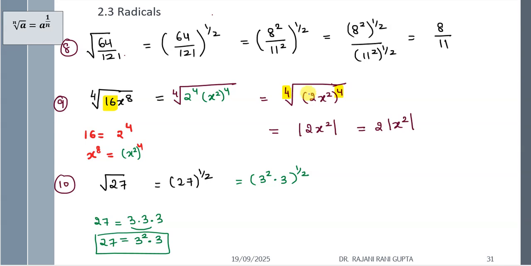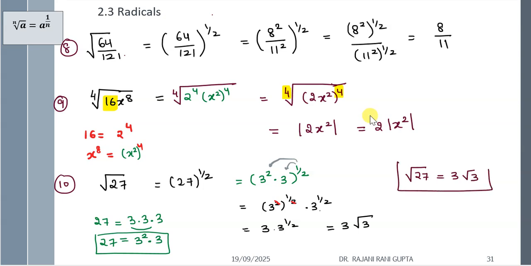Now using the law of exponents, distributing this power half to both the terms, we get 3 power 2 and its power half times 3 power half. In the first term, the powers cancel and we are left with only 3, whereas 3 power half remains the same. Converting it into a radical expression, you can write it as 3 root 3. So we get root of 27 is equal to 3 root 3. Sometimes we have to work like this, depending upon the question.